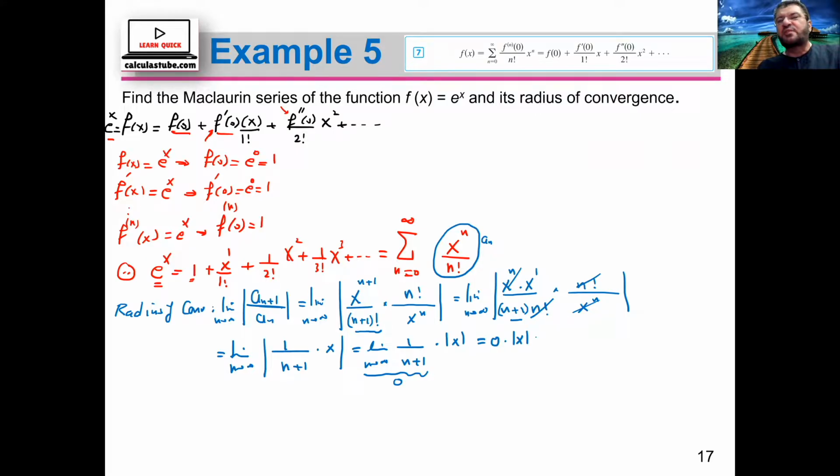And 0 times the absolute value of x is equal to 0, which is always less than 1, right? 0 is always less than 1. For what? For all x. So what's the radius of convergence here? It's infinity. So this series, guys, is convergent where? It's convergent at the center. What center are we talking about? Maclaurin is what? 0. It's convergent at 0, and it's convergent everywhere after 0 and before 0. So it's convergent everywhere, centered at 0, and it's convergent to the right and to the left of 0.